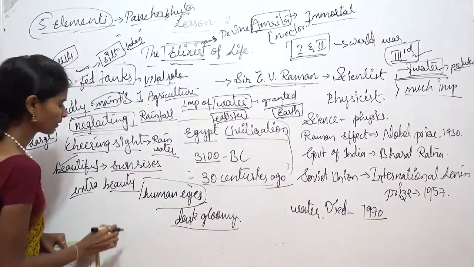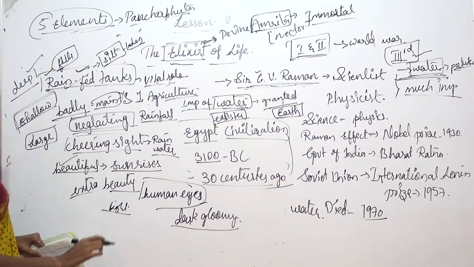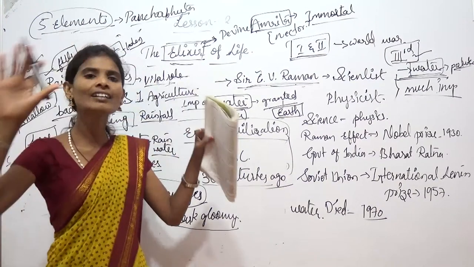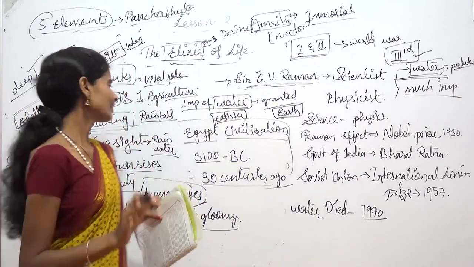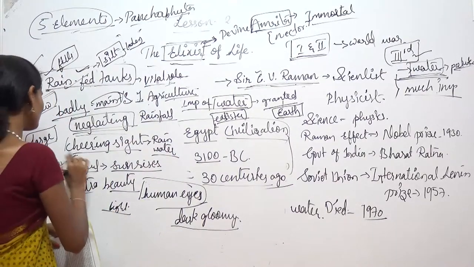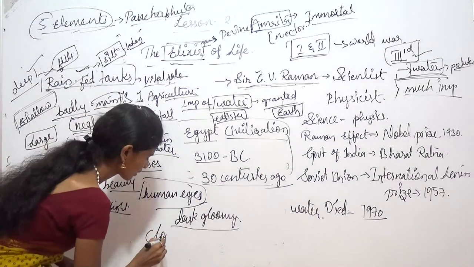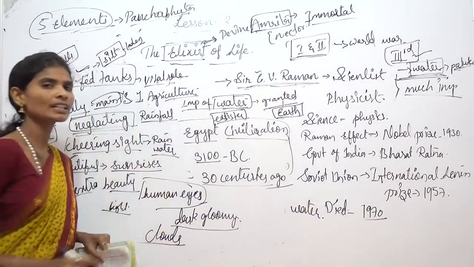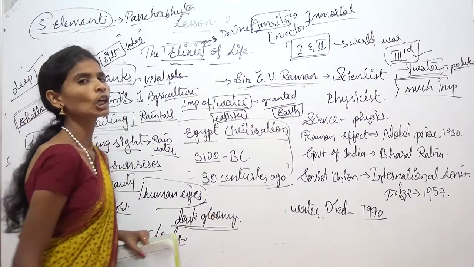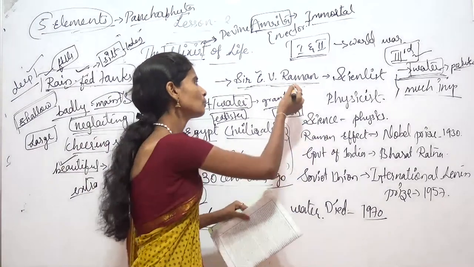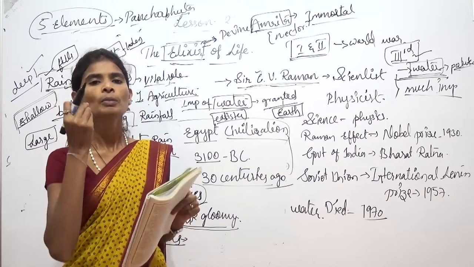At the same time, if the light was there, if the sky is completely clear, the entire sky is completely clear, then it looks very beautiful. If the same sky was covered with clouds, then it looks dark and gloomy. That is why the author compared the water to the human eyes on the human face.